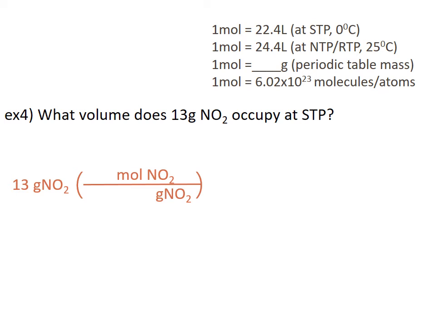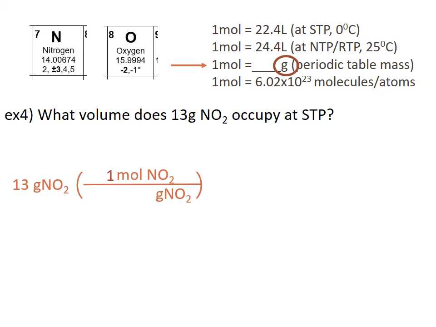So if I'm not given moles at the very beginning, my first conversion is always switching it to moles. Now, what numbers do I put in there? Again, here's the line with moles and grams. 1 mole weighs the grams that are on the periodic table. So 1 nitrogen added to 2 oxygens, and that gives us 46.00554. I didn't calculate it this time. I used it from the previous example.